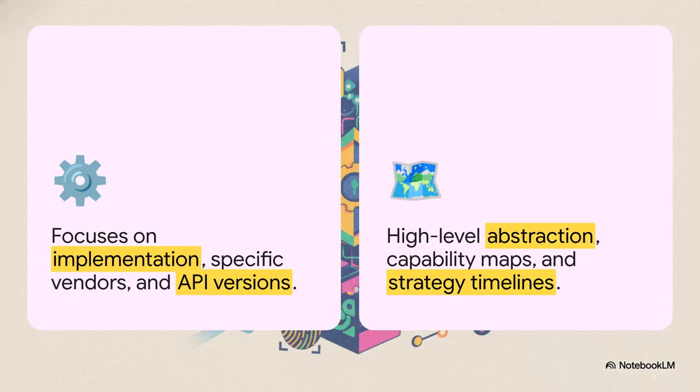And this brilliantly illustrates the difference in where you sit within the enterprise ecosystem. While an enterprise architect works at a much higher level of abstraction, creating broad capability maps and multi-year strategy timelines, the solution architect is right there in the trenches of the actual systems. If your architecture documents are naming specific vendors like Okta or AWS, and you're referencing exact API versions, you are doing solution architecture. Knowing this distinction is absolutely vital so you know exactly where to position your career.